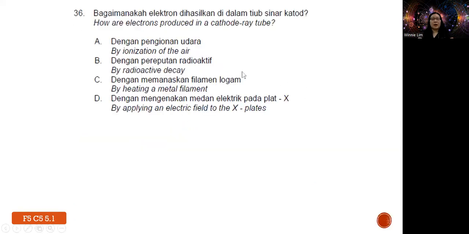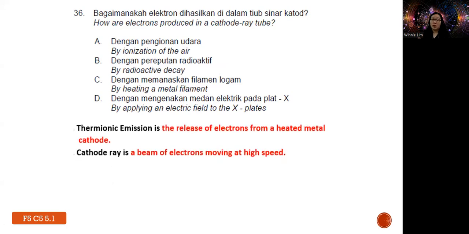36. How are electrons produced in a cathode ray tube? Generally, the cathode ray tube is to produce cathode ray. Therefore, to understand how cathode ray is produced, you need to know two important terms: what is thermionic emission, and what is cathode ray? Thermionic emission is the release of electrons from a heated metal cathode.